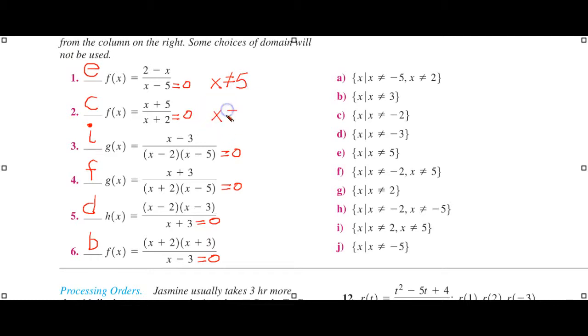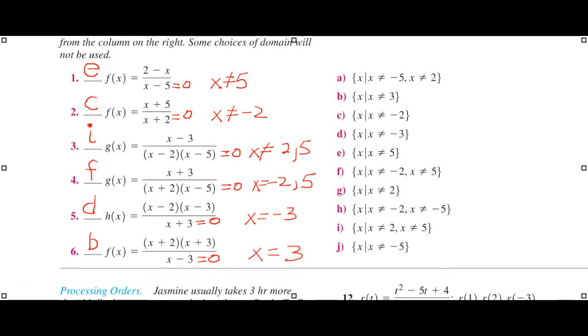Here x cannot be a negative 2. Here x cannot be a 2 or a 5. Here it cannot be a negative 2. It's just opposite signs. Or a 5. Here it cannot be a negative 3. And here it cannot be a positive 3. So not too bad, and here they're showing it in, as I mentioned, set builder notation. Any questions?